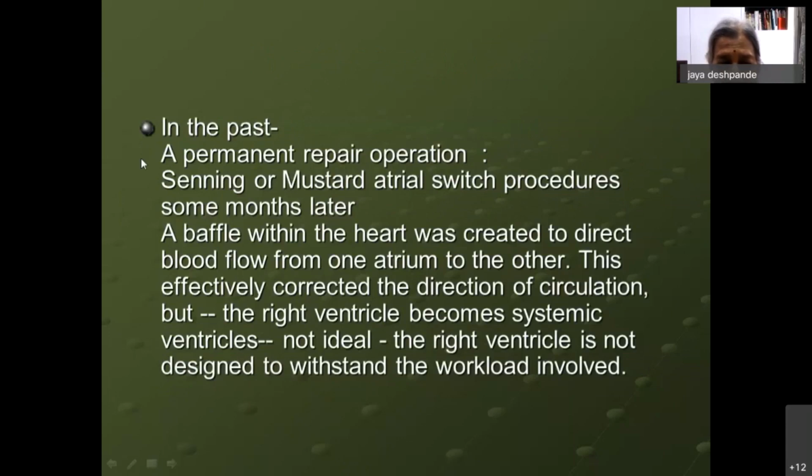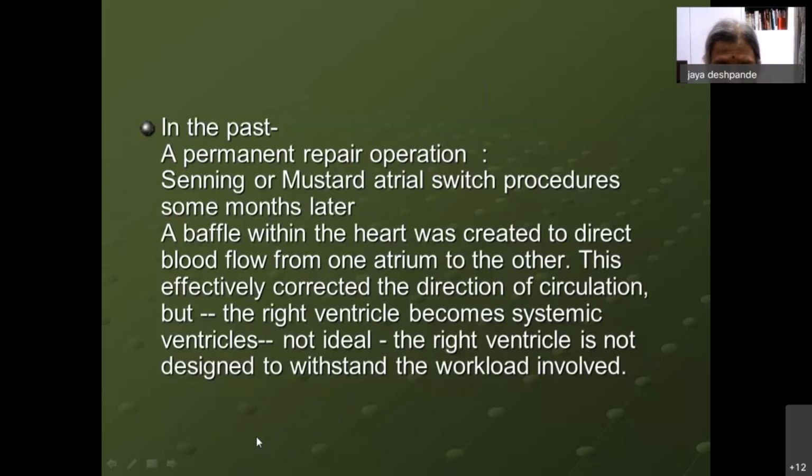Before the arterial switch came into existence, a repair type of operation was done, known as the Senning or Mustard procedure. It was done a few months after birth. Here a baffle was created within the heart at the level of the atria to direct blood from the right atrium to the left side and from the left atrium to the right side. So it effectively corrected the circulation, but the right ventricle becomes the systemic ventricle, which is not ideal.